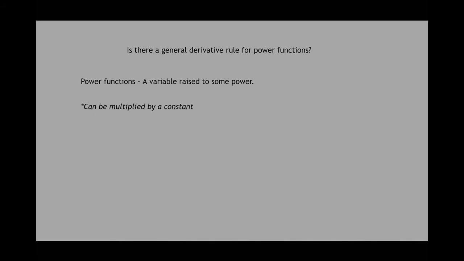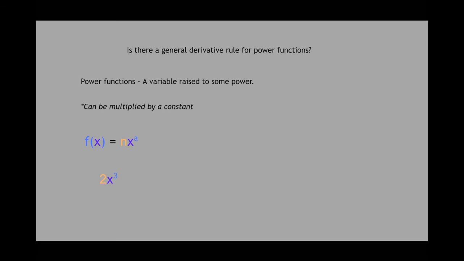So to begin, let's talk about what the power rule is actually referring to. We're looking for a general derivative rule for any power function. A power function is just some variable raised to some power, and this can also be multiplied by a constant. The general form of a function like this would be f of x is equal to n times x to the a, where n is your constant and a is your power.